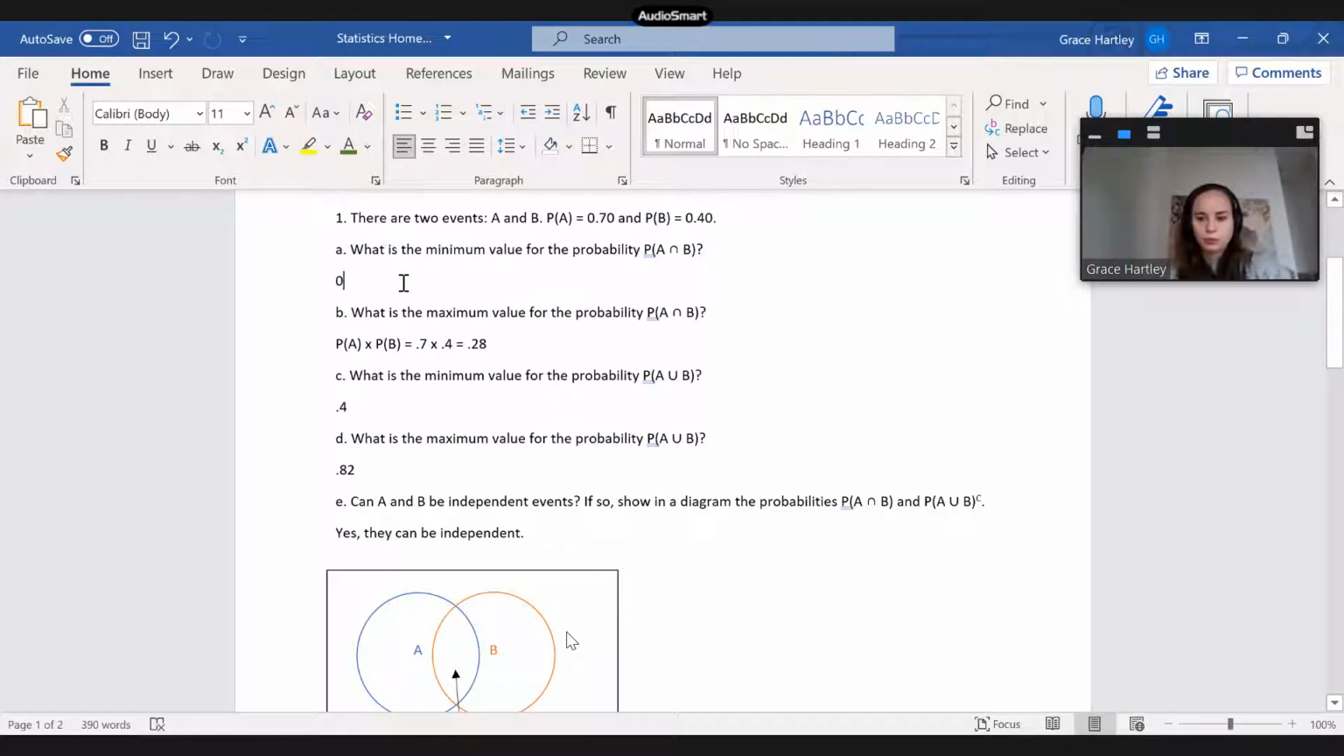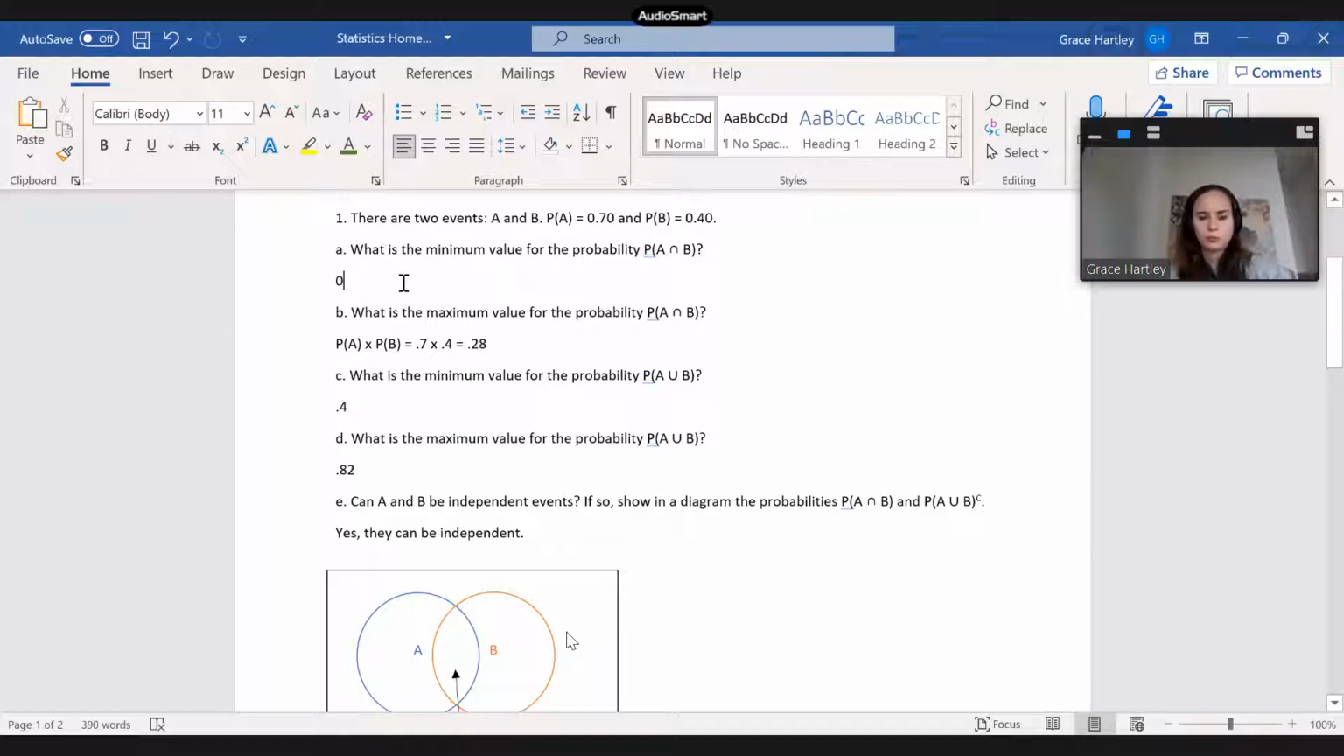When you're answering this kind of question, the best way is to draw a diagram. When you say the probability of A intersect B is 0, you are saying those two circles are not touching each other at all. You draw a circle of A and a circle of B, and they are not touching each other at all.